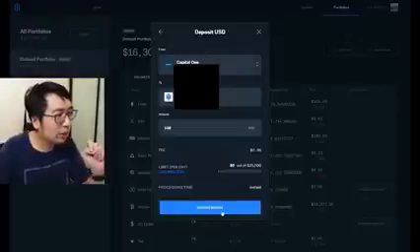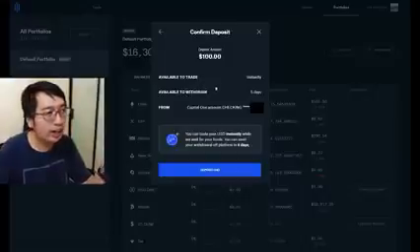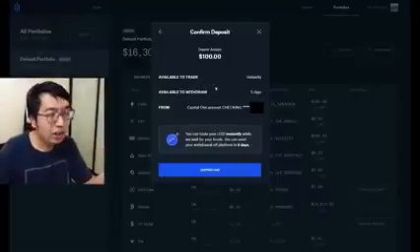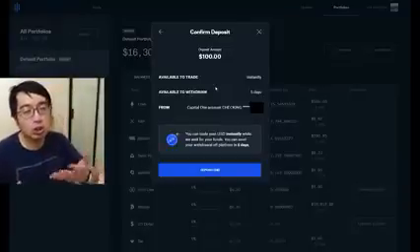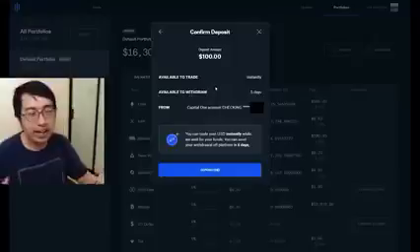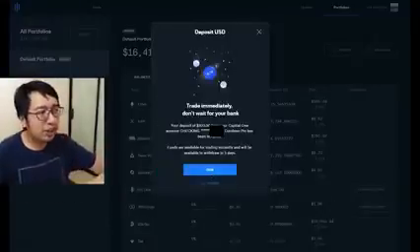So, $100, preview deposit. Available to trade instantly, available to withdraw in 5 days. So Coinbase gives us an instant credit for what we're going to do with this money. We just can't withdraw any money or any coins with this $100 deposit. Trade immediately. Don't wait for your bank.